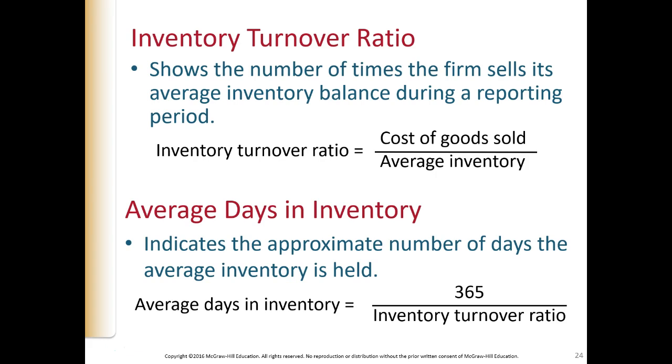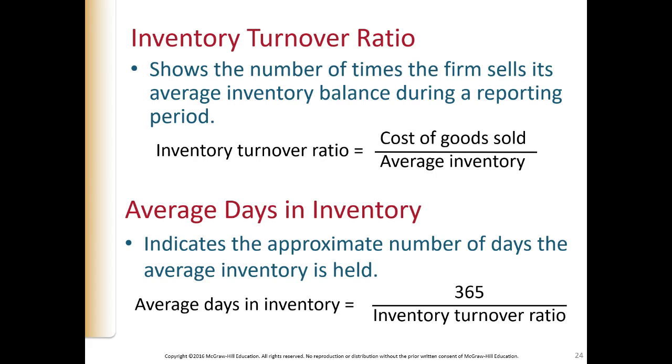Now, average days in inventory indicates the number of days usually that you hold inventory, on average. And so if you take the inventory turnover ratio amount you computed, put that in the denominator, and divide that into 365 days for the year, you'll get the average number of days in inventory. So you'll know if you keep your inventory on average 15 days, 20 days, 45 days. It gives you an idea of how efficient you are in getting your inventory out the door.